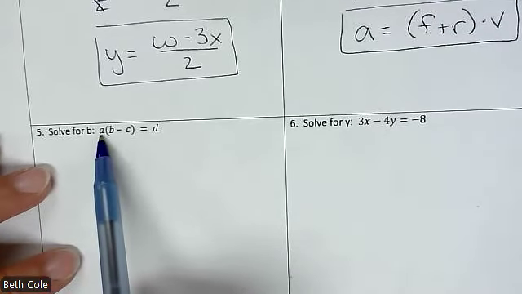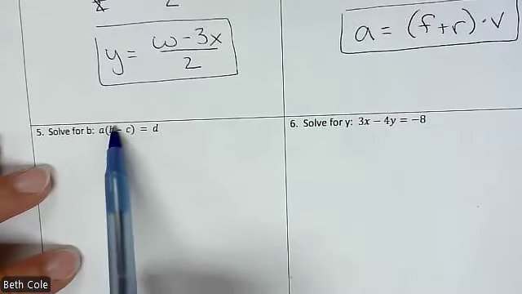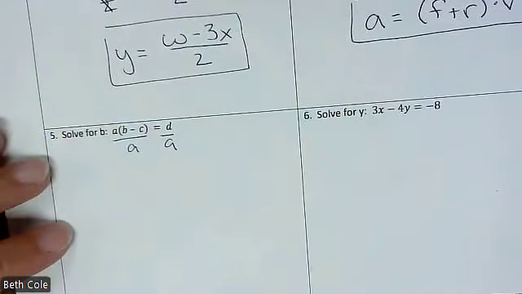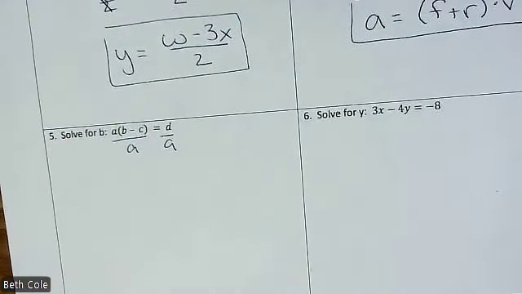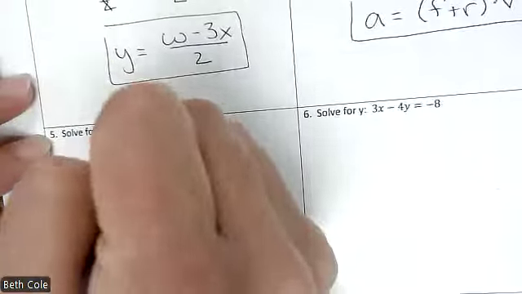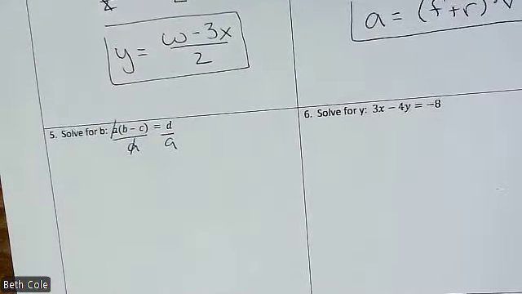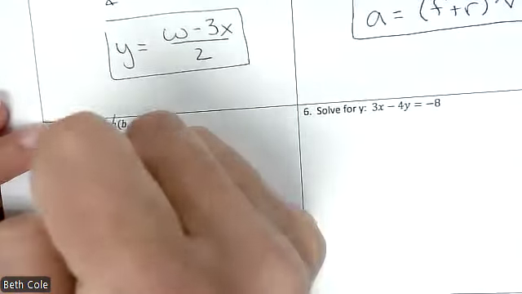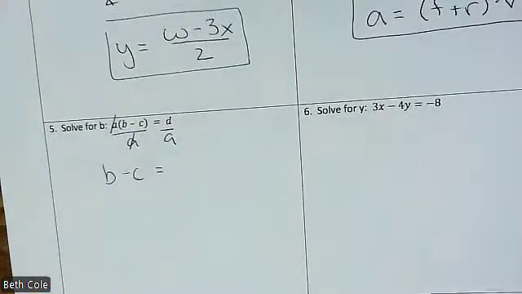All right, solve for b. Do you see how the a is multiplied by this whole thing? How do you undo multiplying? Right, so we're going to divide both sides by a. Hey, Ms. Cole, could I distribute the a instead? Yeah, that's another way you could do the problem. It's kind of up to you. It's sort of a personal preference. I would just divide it over because I find that easier. That's going to give you b minus c equals what?